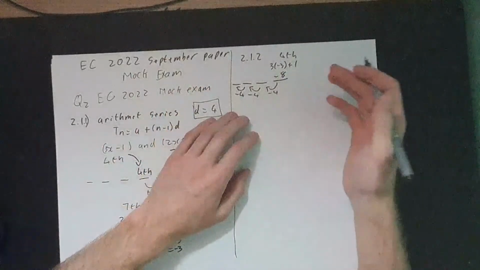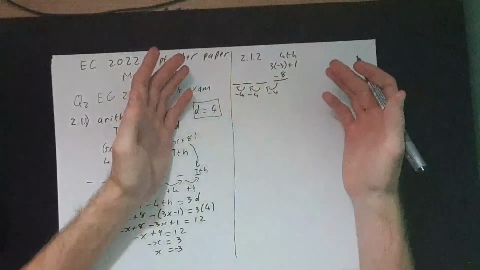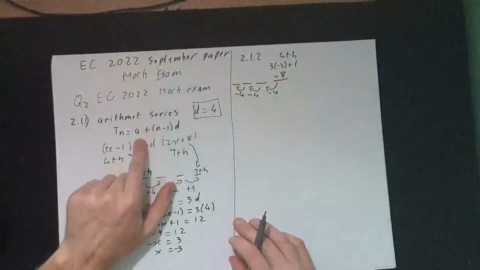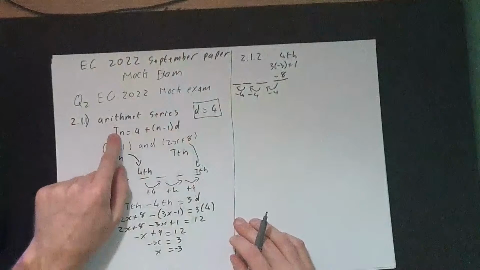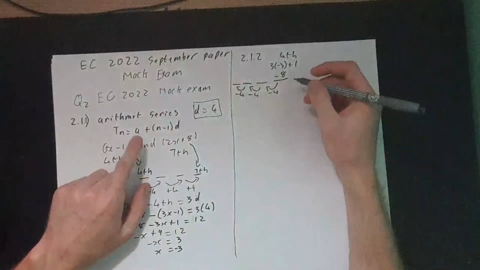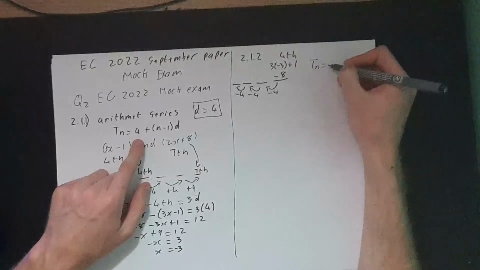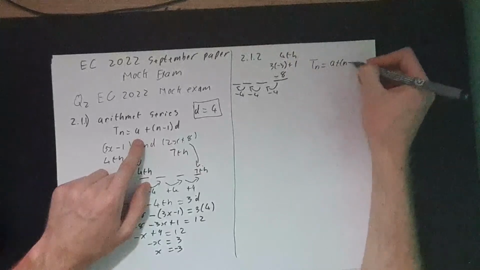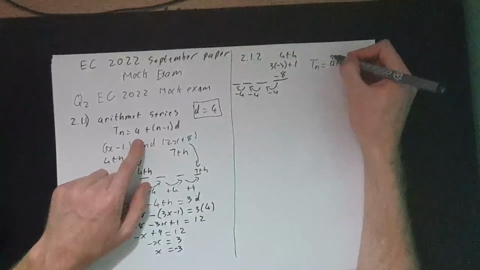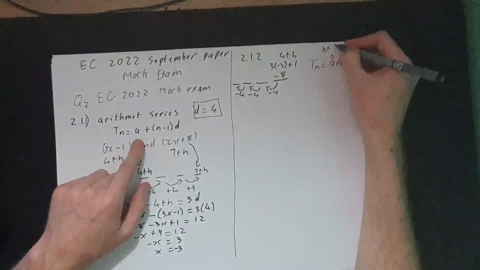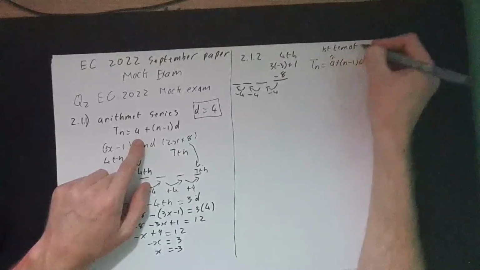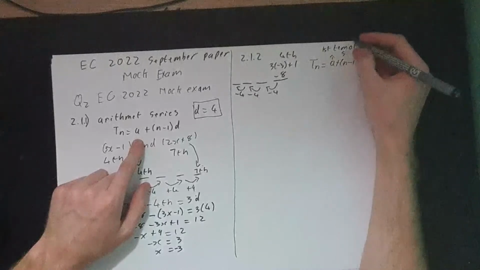But only if you're really, really stuck do I suggest doing that. Otherwise, what should we rather do? Use a formula. Why? Because we have a formula. We've got D, we've got N, we've got the output, so we can solve for A. Because A is always your first term. Remember, in Tn equals A plus N minus 1 times D, this is always the first term of the series.